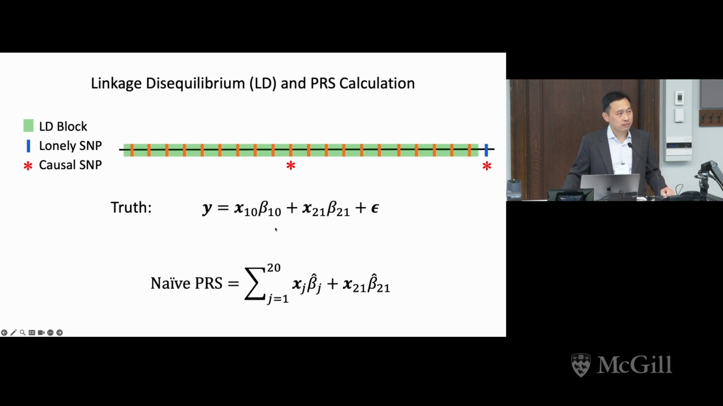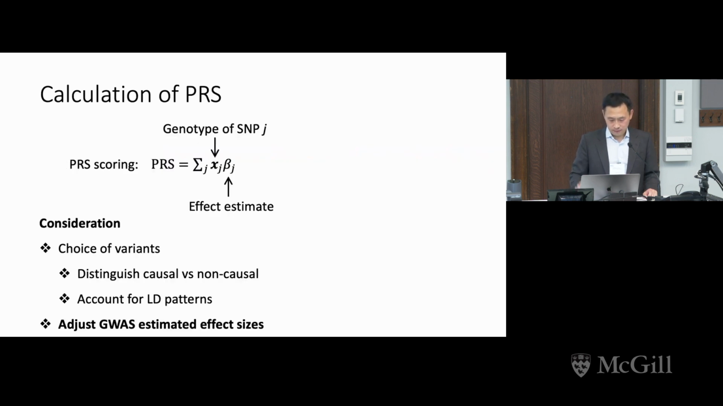However, you don't know which of them are causal, as I told you. And if you do a naive way of PRS, you just add everything up. What's going to happen? You're going to overcount the risk in this block, and you're going to relatively undercount the risk from this causal SNP. So being able to correctly model the linkage disequilibrium so that each of the individual risk variants is counted independently is something very important in the PRS step.